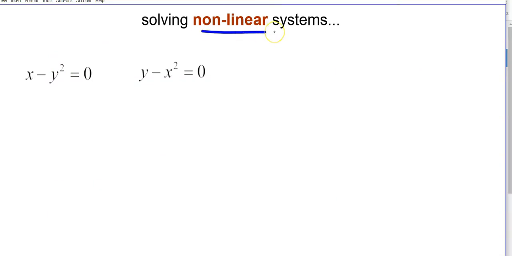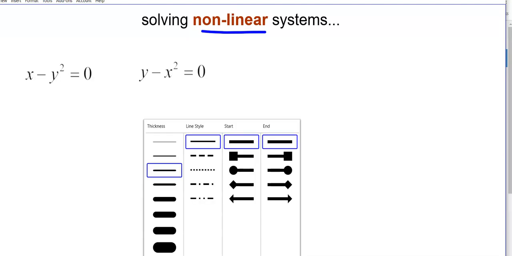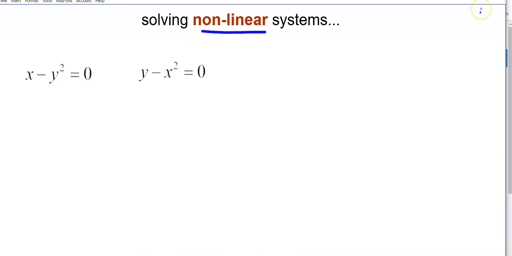Nonlinear systems. This is section 11.8, and this is the tougher section for sure. But the concepts are exactly the same. Elimination or substitution. You can choose your poison here. I see this as substitution, so I'm just going to solve this one for y and see what happens here. So if I solve this equation for y, I get y equals x squared.